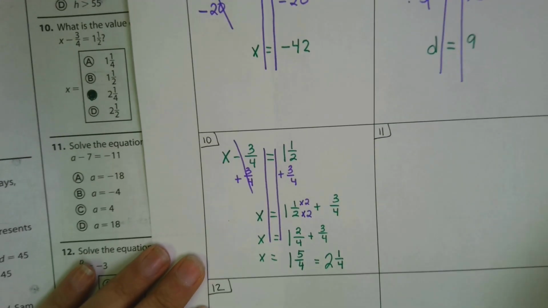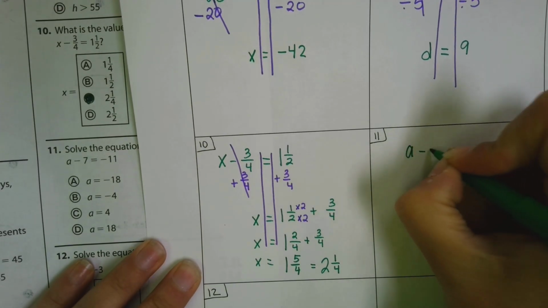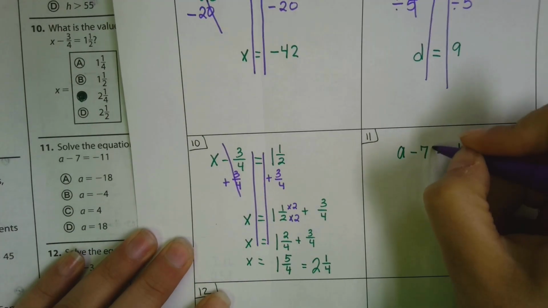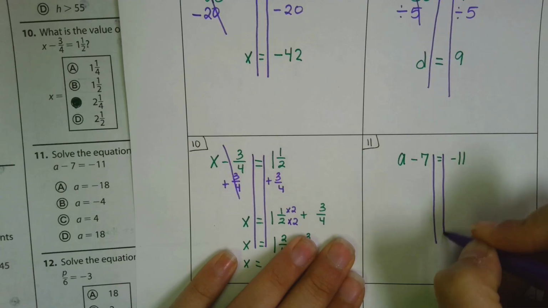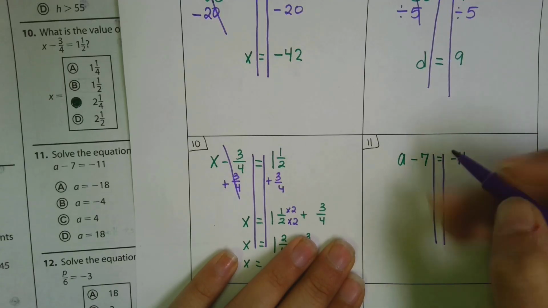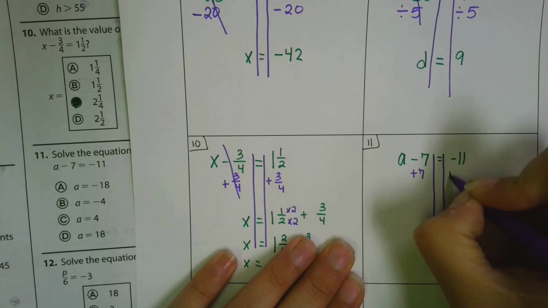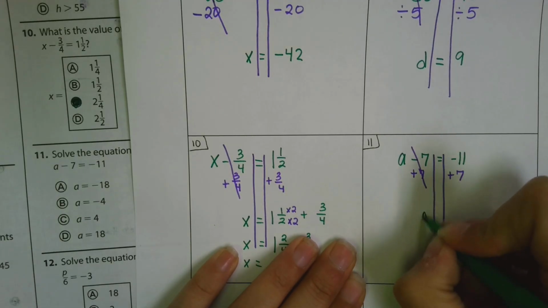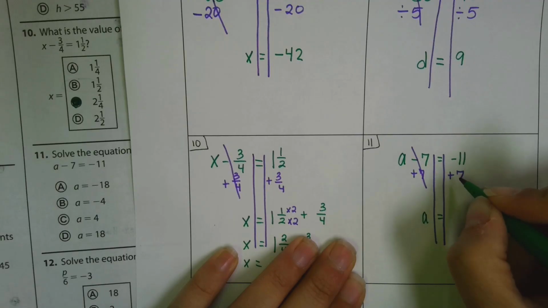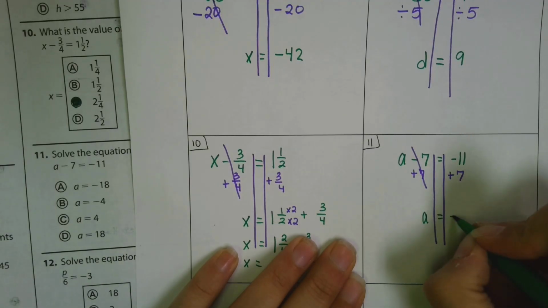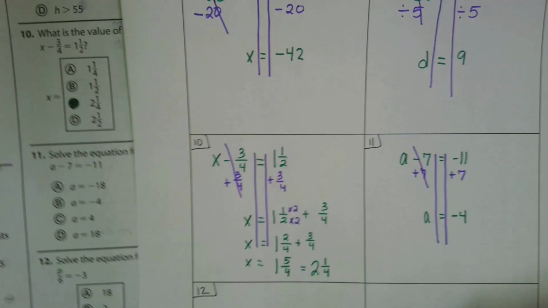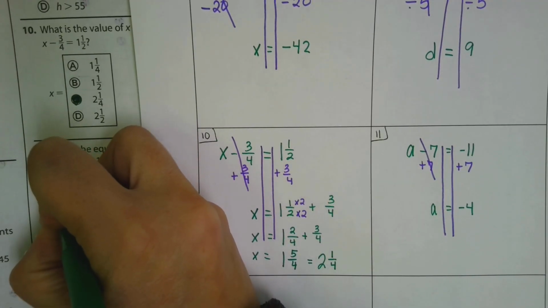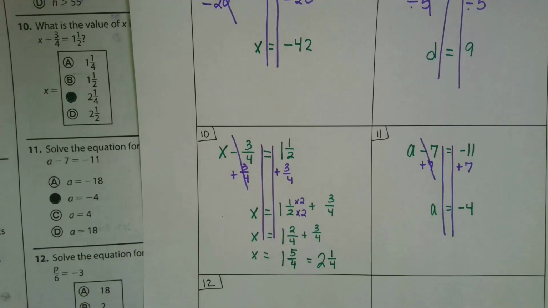Alright, 11 says a minus 7 equals negative 11. So once again, railroad tracks. If a is subtracting 7, then we're going to do the inverse. We're going to add 7, and we're going to do it on both sides, canceling out the inverses. Negative 11 plus 7 is negative 4. Always double check yourself on your online calculator for the basic adding or subtracting of integers to make sure you have your right symbol.